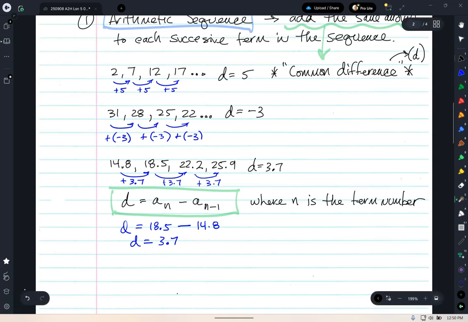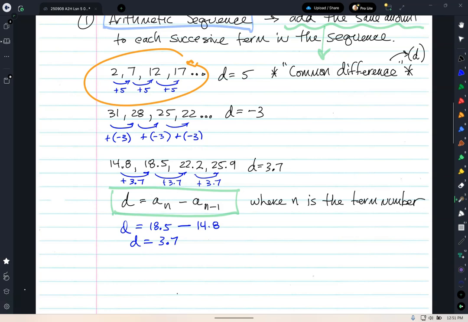So what this little formula does for you right here is it allows you to find the common difference. If you know one term, you just subtract the previous term from it. That's how you determine the common difference. Okay? Now again, could we have used the same thing here? What's 7 take away 2? What's 12 take away 7? What's 17 take away 12? It's the same thing, but it's really easy to see right there, right?